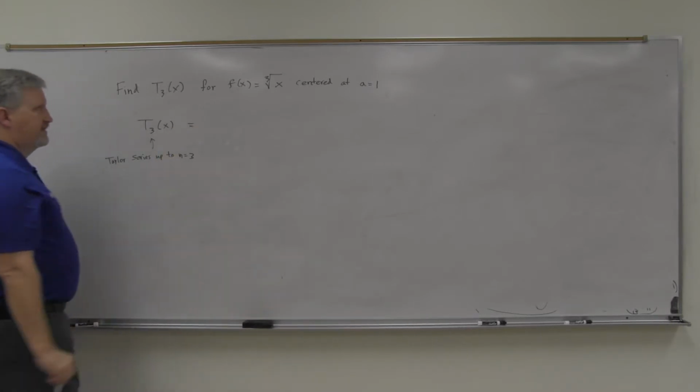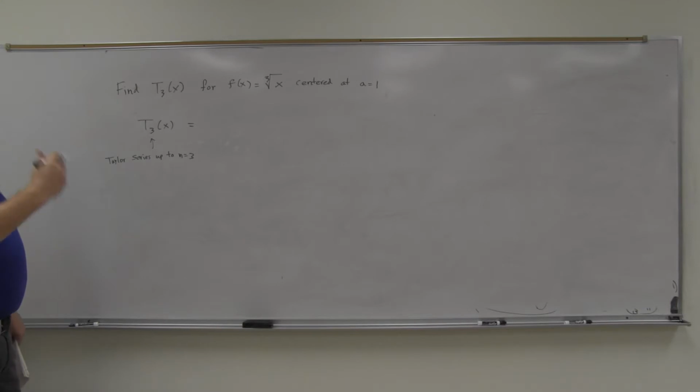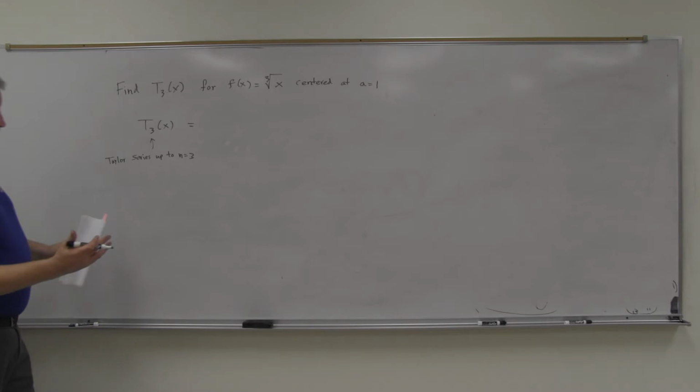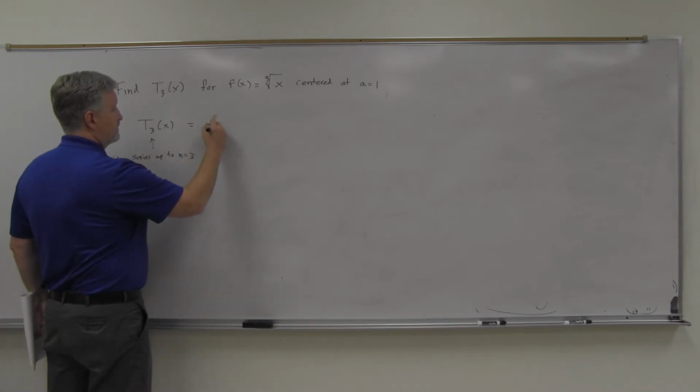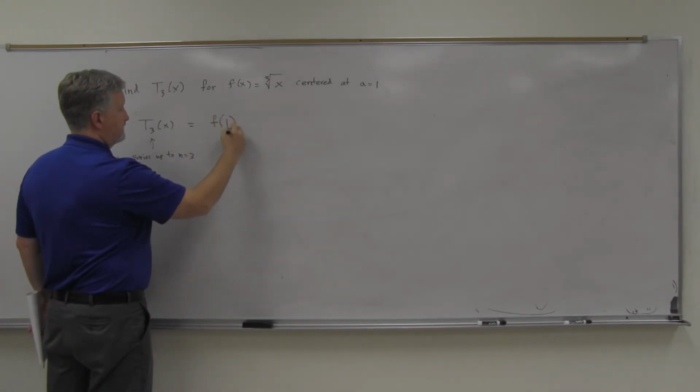All right, so the Taylor series, and so this one, no real need to write it out in summation form, because I want you to write it out term by term here. So the Taylor series, we just start off with f of a, which in this case a is 1, so I do f of 1.